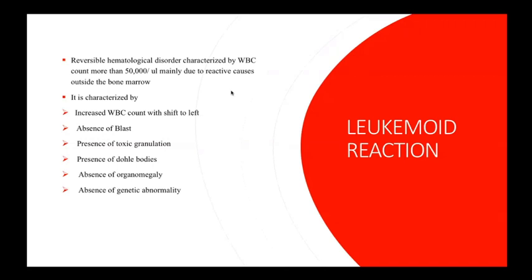As highlighted by somebody, in first case there were no blast. In second case there were 2% blast. So that was CML in a chronic phase. Presence of toxic granulation. Anybody know what is toxic granulation?